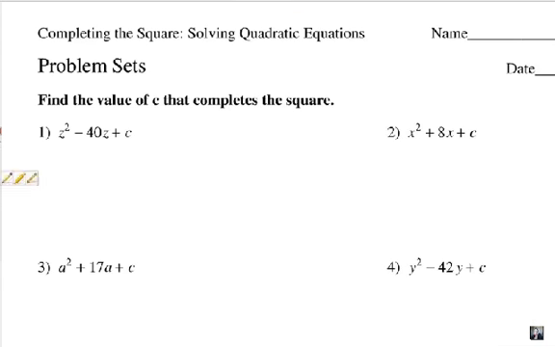Take a look at these 4 problems, and you're finding the value of c that completes the square, okay? And so remember the half squared rule. Can you give that a try? Pause the video, write it down, and we'll see if you're right.